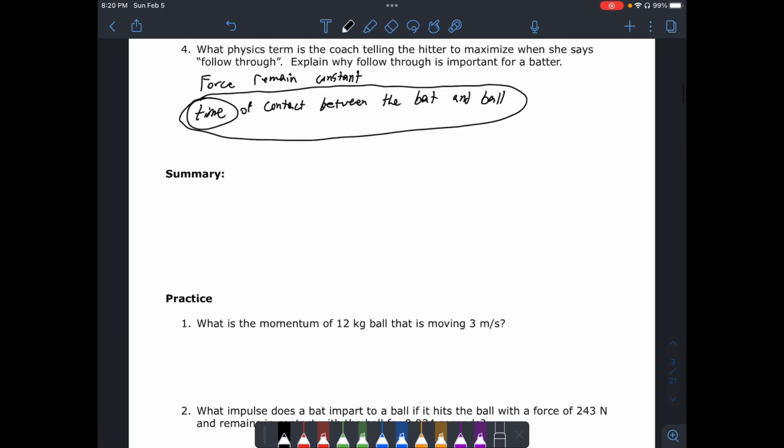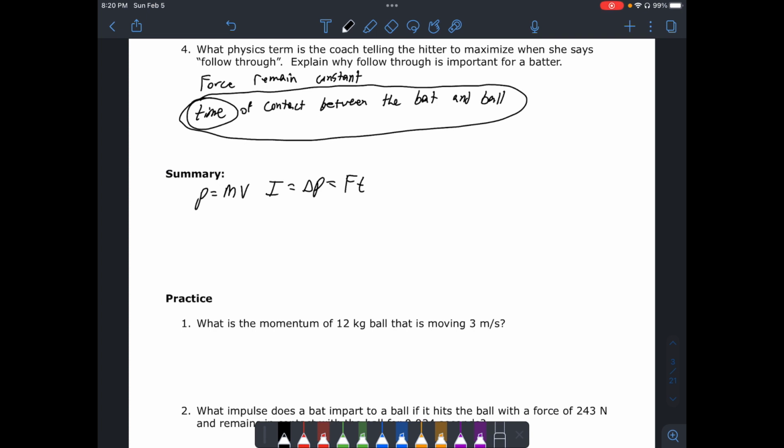So in summary, I'm just going to rewrite some of the equations that we came up with today. So our momentum was our P, which is equal to mass times our velocity of our object. Impulse was equal to our change in momentum, which was also equal to our force times the time.